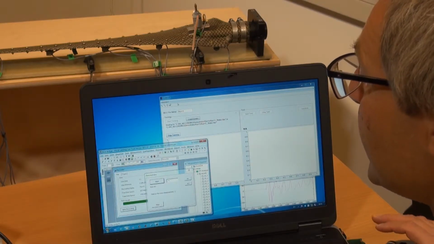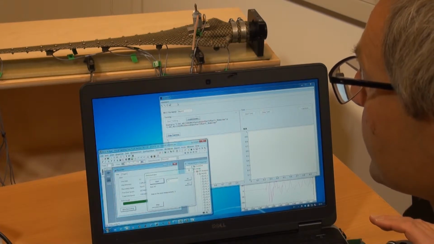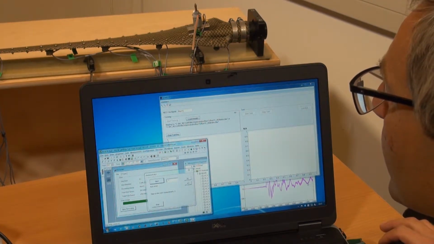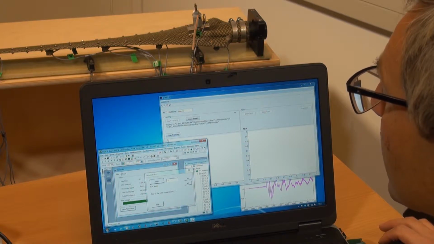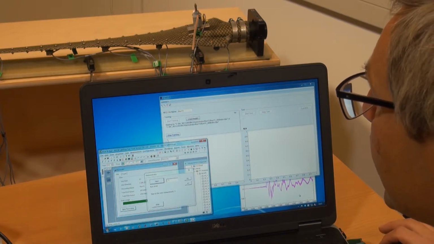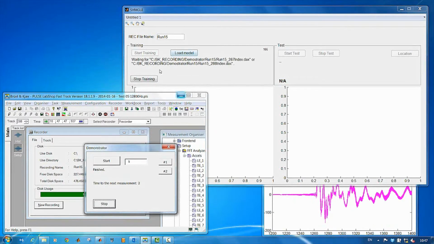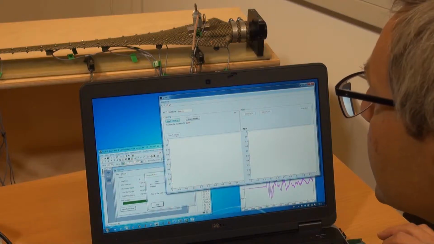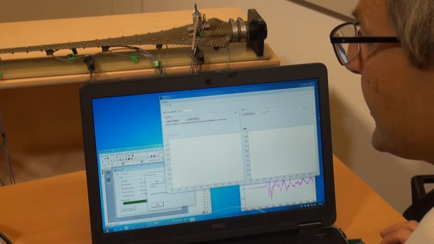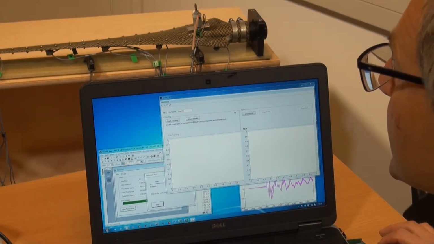And let the actuator hit about 100-140 times. Now I'm going to finish the training for the normal state again and generate a model. It will take some time. The model is created, so again I will start the test with the normal state.